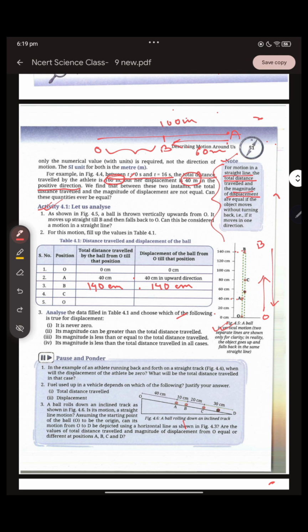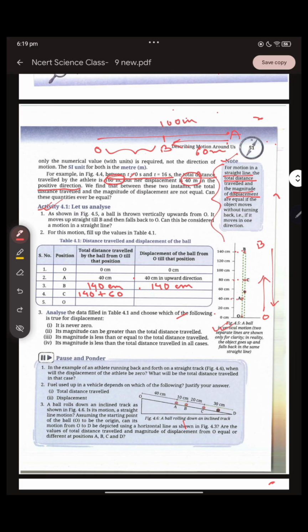So that is also 140 centimeter for B. Now here let me see, for B is done. Now C means this much. Okay, now distance will be how much? Distance will be O to B, that is 140 plus how much? Plus coming from 140 to 80, that is 60. So 140 plus 60 centimeter. This will be the distance travelled.